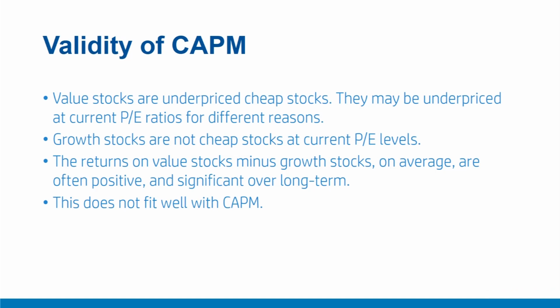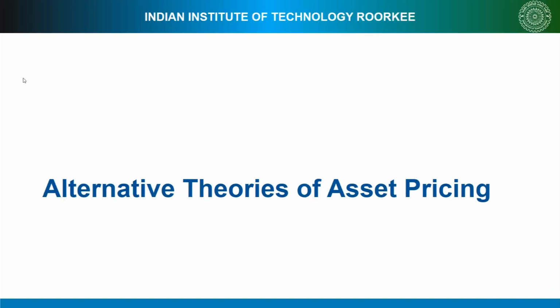Nonetheless, it provides a good benchmark to start examining asset prices given its simplicity and ability to provide intuition to asset pricing frameworks. Alternative theories of asset pricing. We discuss other theories of asset pricing that compete with CAPM and augment it. We'll discuss the arbitrage pricing theory, APT, and the three-factor Fama-French model, and also contrast some of these properties with CAPM.